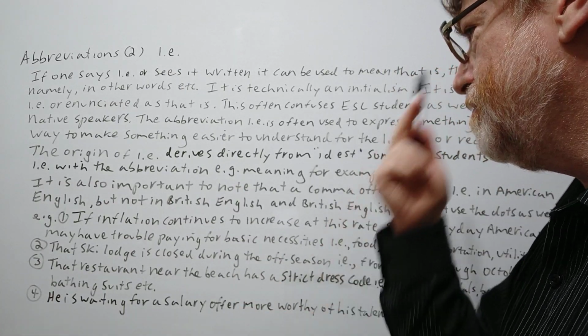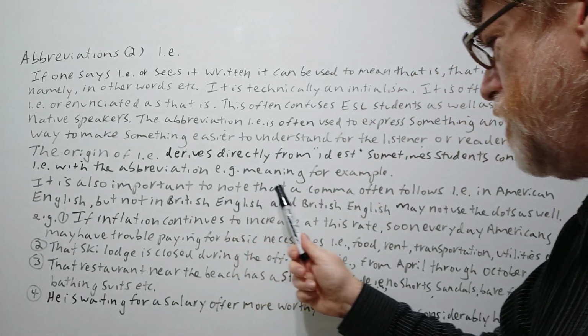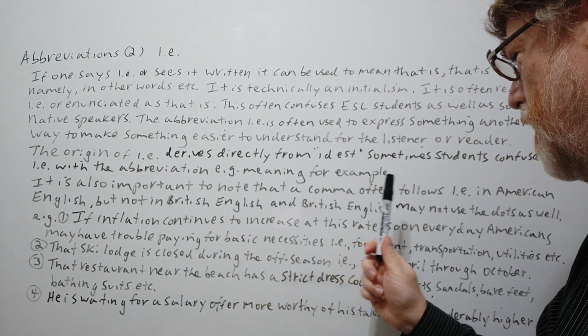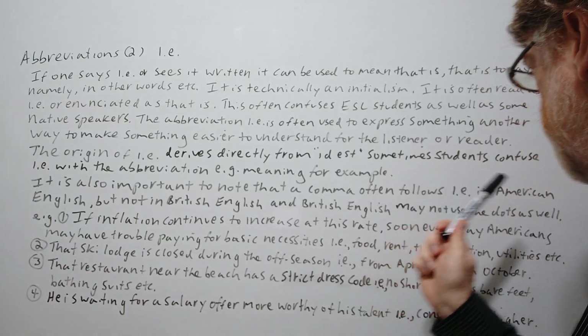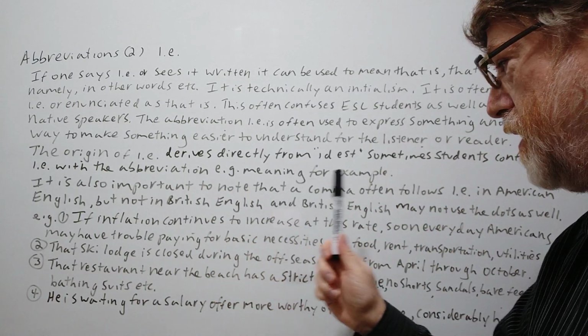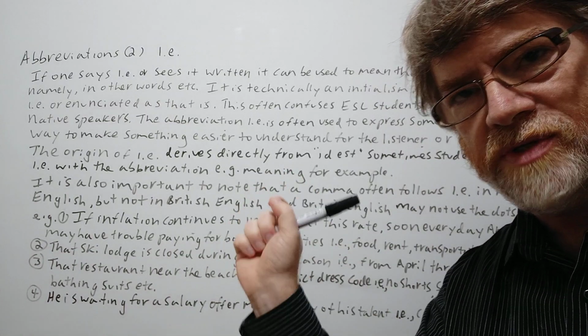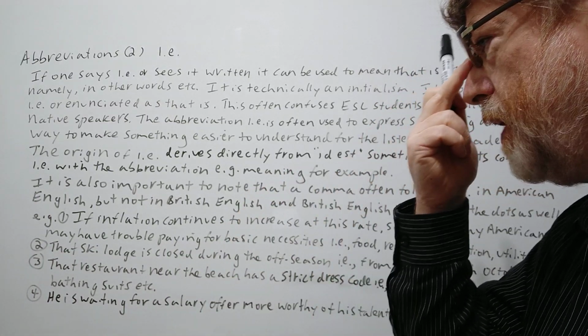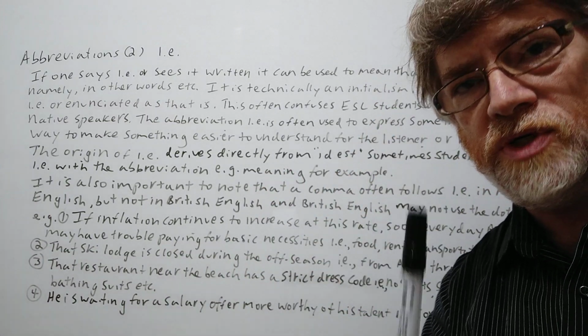Okay, let's continue. It is also important to note that a comma often follows IE in American English, but not in British English. And British English sometimes doesn't even use the dots. All right, let's continue. And we got 4 examples to show just how it's used.